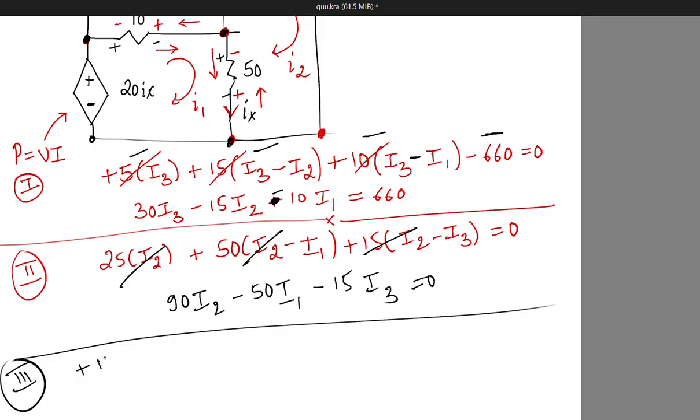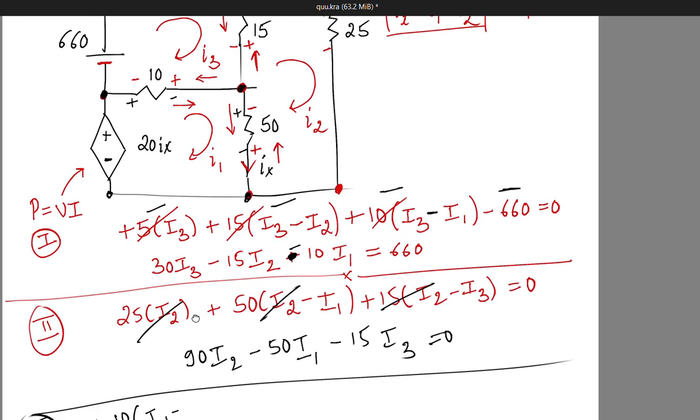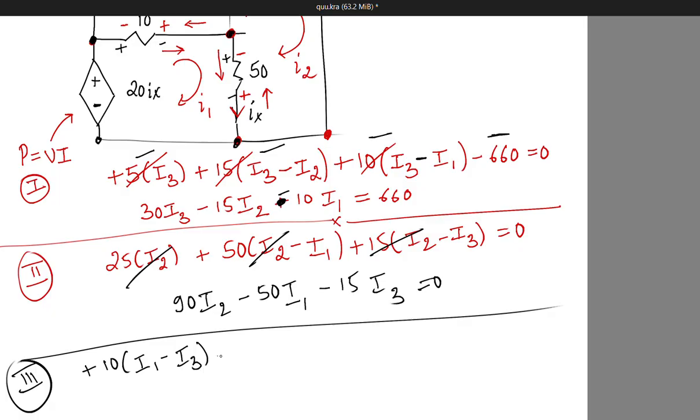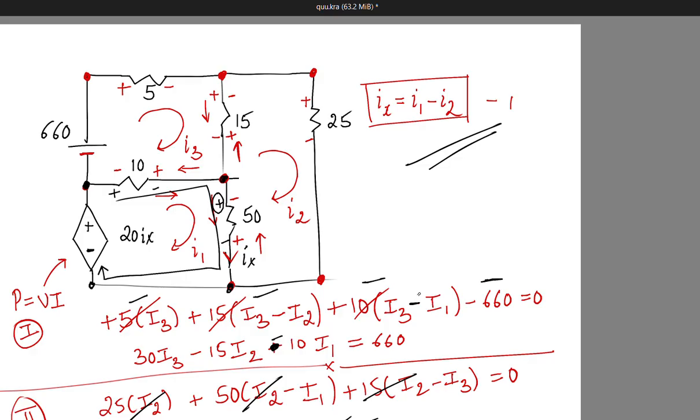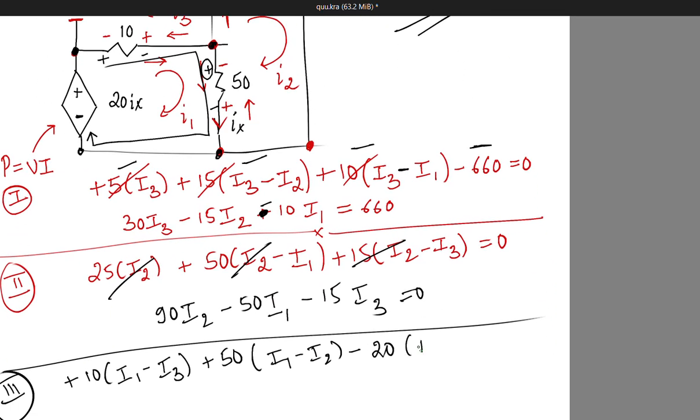So it's going to be positive 10. And since we're considering I1 current, you write I1 first. And since I3 is in the opposite direction, I write minus I3. And then it's plus 50 once again, because we're entering the positive side of the resistor, and it's going to be I1, and since I2 has the opposite direction, it's minus I2. And you notice that it's going this way, coming here, and entering the negative part of the dependent source, so it's minus 20 Ix. Now Ix is equal to I1 minus I2 from this equation, right? So you basically write I1 minus I2 is equal to 0.